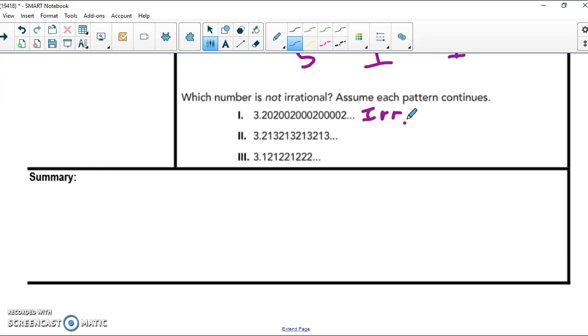it is irrational. On number 2, I have 3.213, 213, 213, 213. So I see a series of 3 digits repeating over and over. So this one would be rational. Decimal number 3: 3.12, 122, 1222. Again, I'm seeing a pattern, but not a repeating pattern. So the only one that is not irrational would be number 2 here.